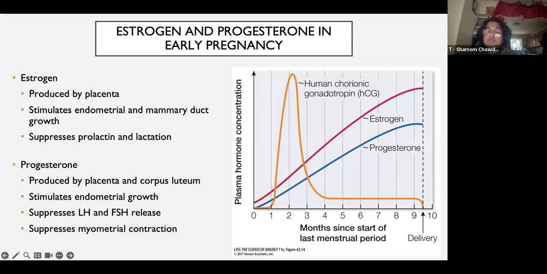Estrogen is produced by your placenta, and the placenta is also what provides nutrients to the fetus during pregnancy. Estrogen also stimulates endometrial and mammary duct growth and suppresses prolactin and lactation, while progesterone is also produced by the placenta and the corpus luteum. It stimulates endometrial growth, suppresses luteinizing hormone and FSH release, and also suppresses myometrial contraction.